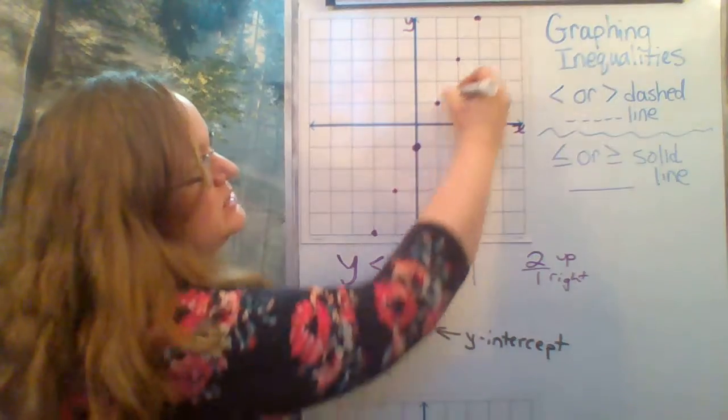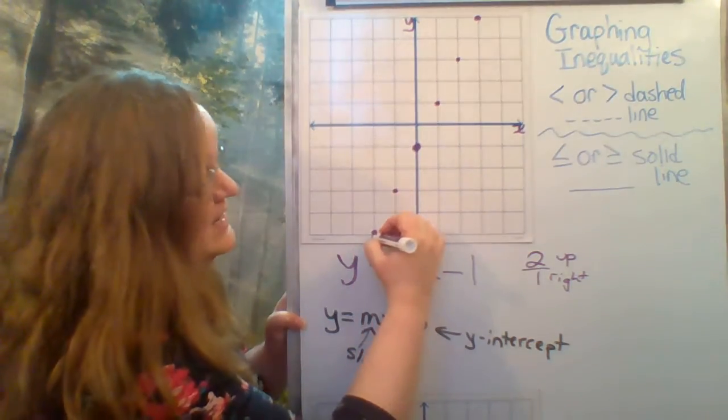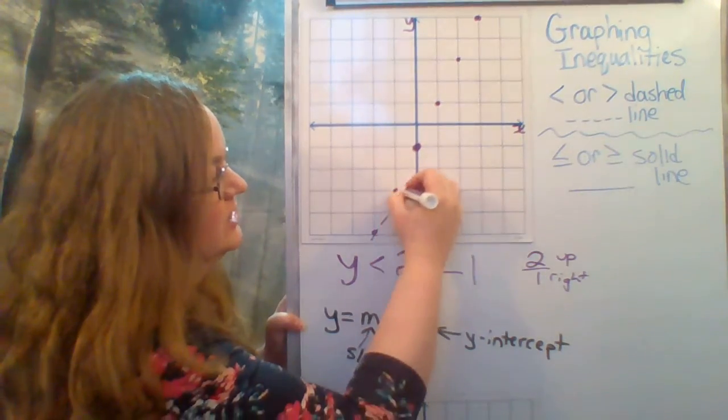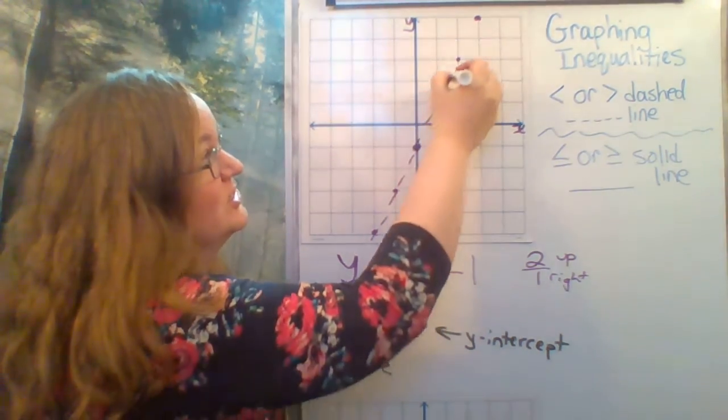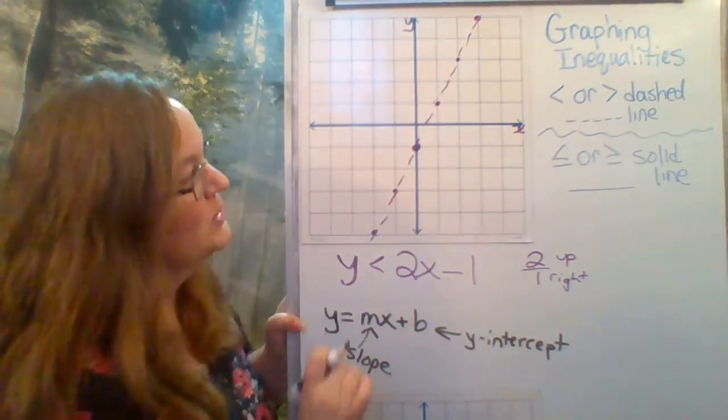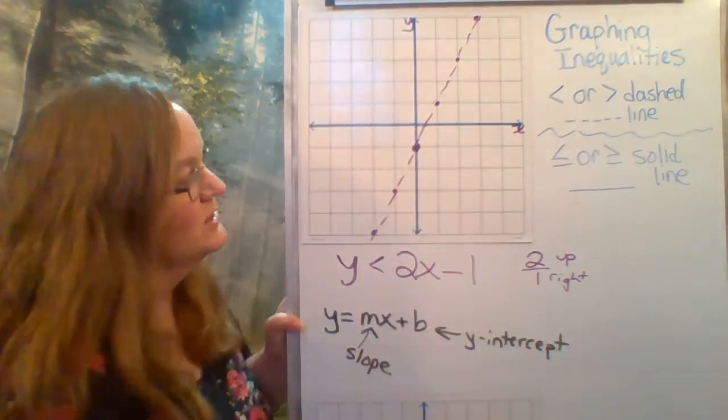So I'm going to connect these points, but I'm going to connect them with dashes instead of a solid line. Dash, dash, dash, dash, dash. Okay. I don't have a ruler, so that's not perfectly straight, but we'll work on that.